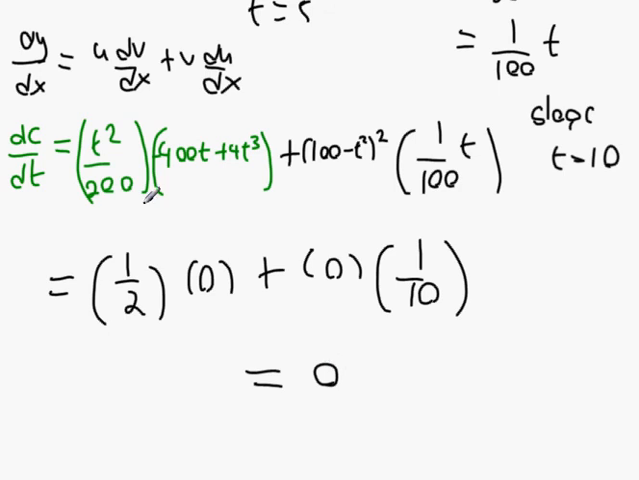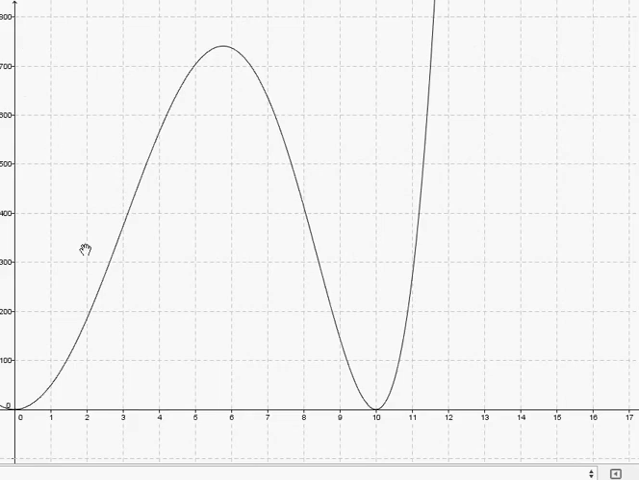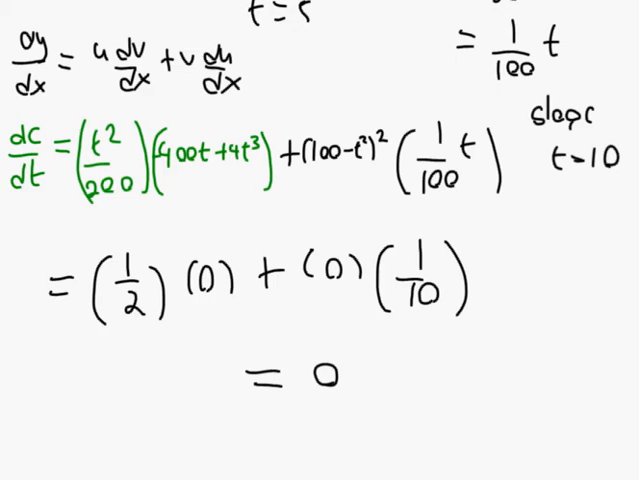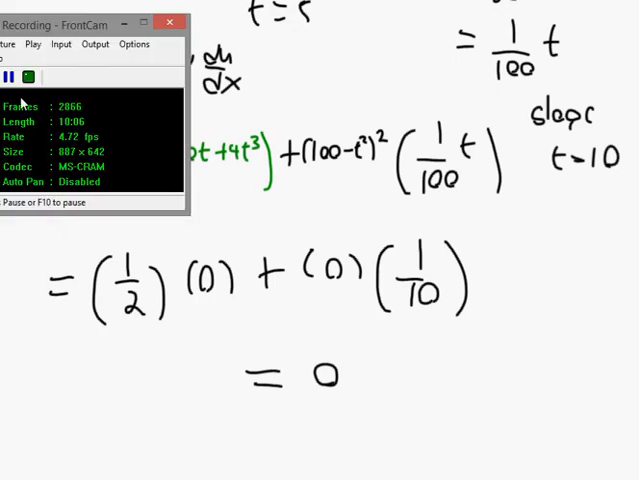Does that make sense in the context of the graph? After 10 seconds, you're decreasing, you're decreasing, you're decreasing. You hit a turning point. At a turning point, your slope is parallel to the x-axis. It means it's no longer increasing at t equals 10.